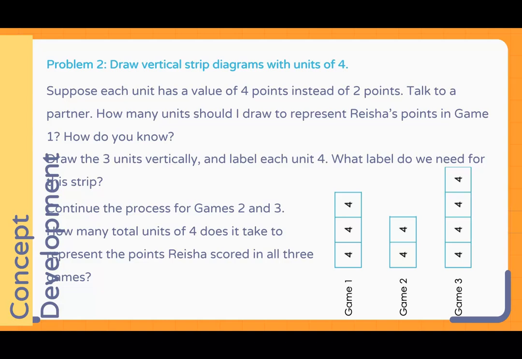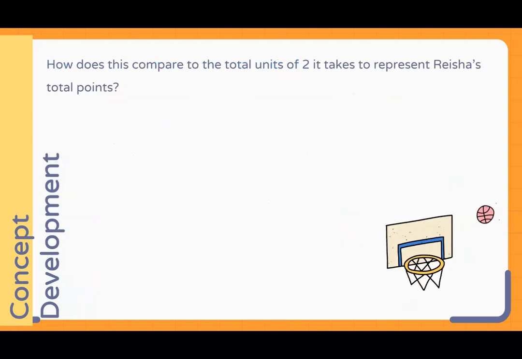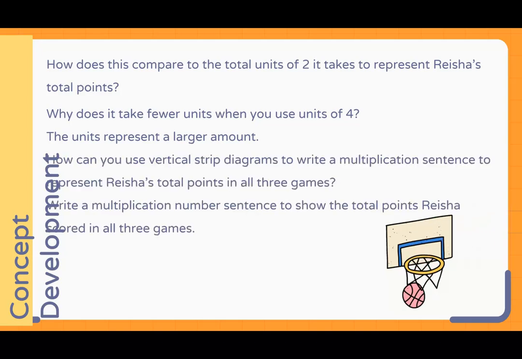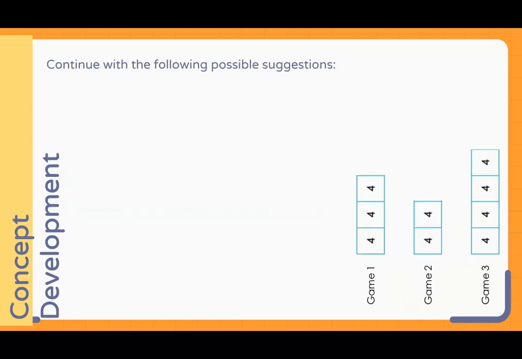Then they want to know how many total units of 4 does it take to represent the points Risha scored in all 3 games? It's the same amount, because the point amounts didn't change. The only thing that changed is our strip diagram and the number that goes in the units. So it's the same amount. We take fewer boxes, fewer units, because we're using a bigger number. We're using 4 instead of 2.